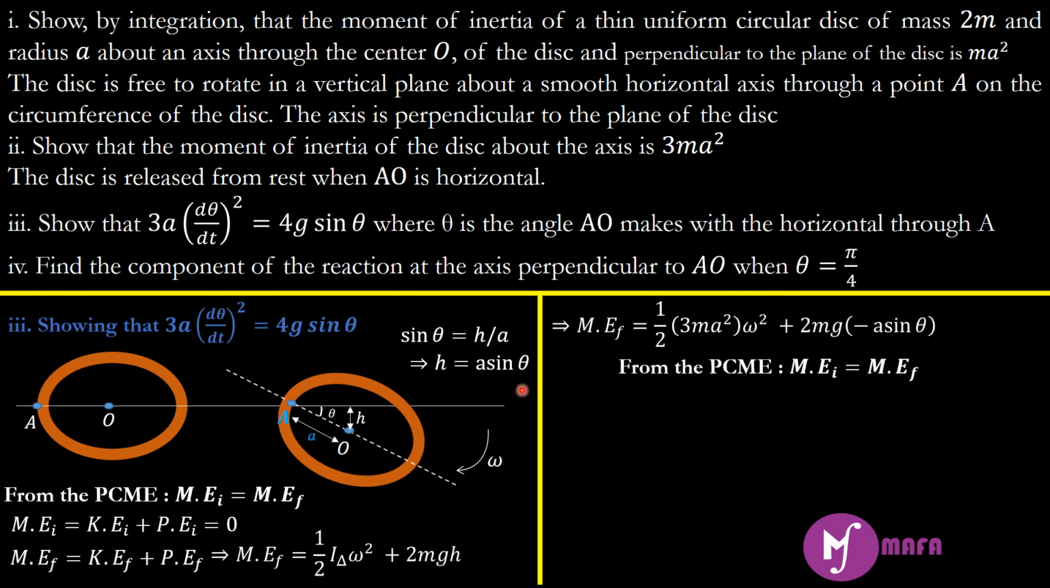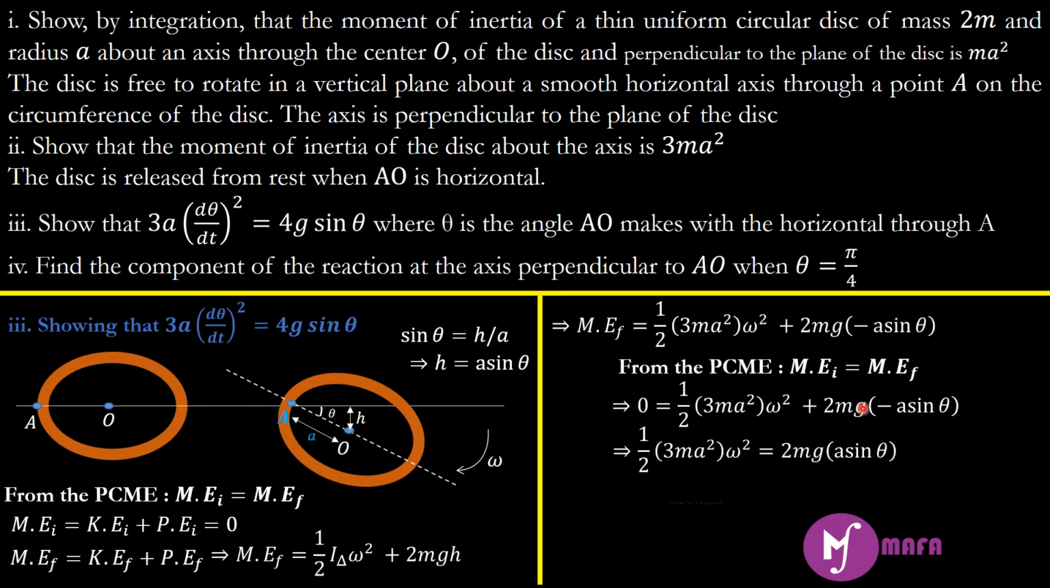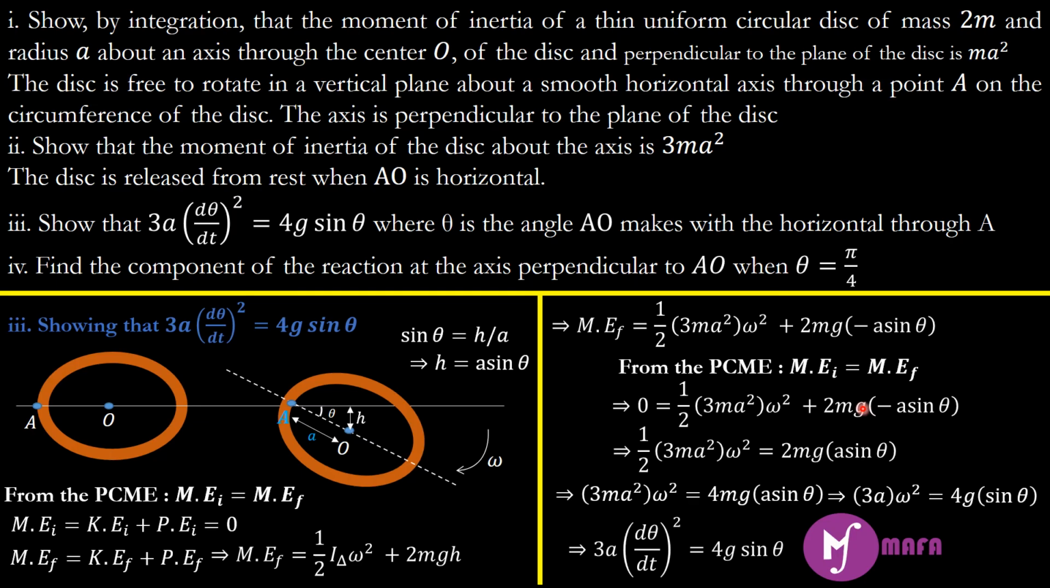From there, we apply the principle again, which says that the mechanical energy initially is equal to the mechanical energy finally. Meaning that initial is 0, equal to final. We simplify terms and arrive at the proof. So we have proven that in the ensuing motion, the equation of motion of our rotating body is 3a (d theta by dt) all squared, which is omega squared, equal to 4g sin theta, where theta is the angle that the line AO makes with the horizontal passing through A.